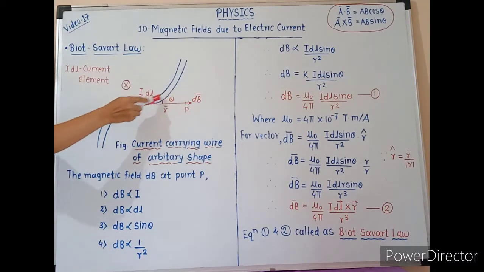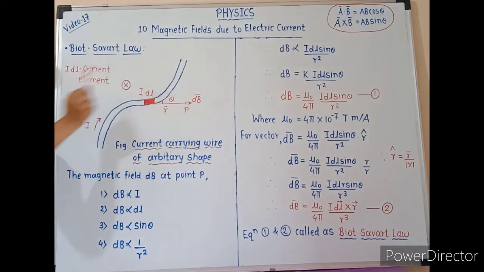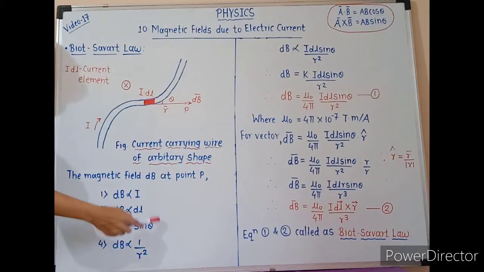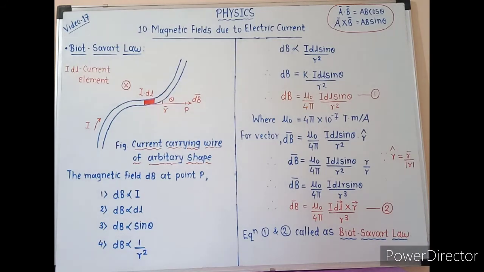But if the angle between this current element and r bar is 0 degree or 180 degree, then this point P may be on this current carrying wire, and we get a minimum magnetic field, or it may be 0. So this magnetic field depends on sin theta, because sin theta gives a maximum magnetic field.